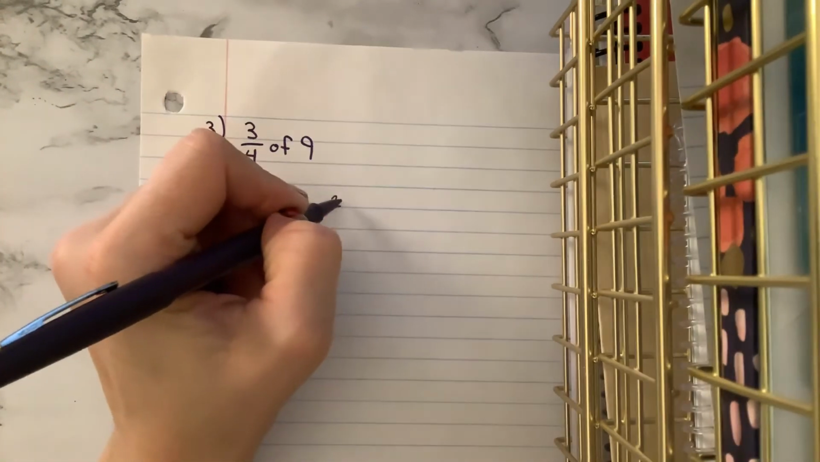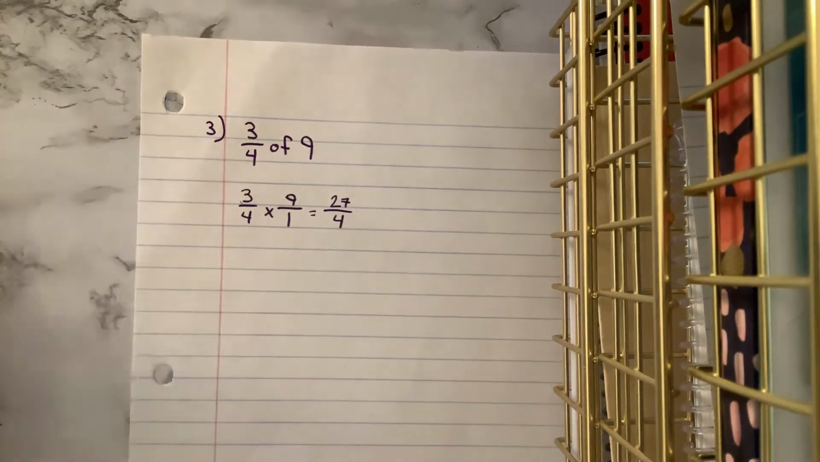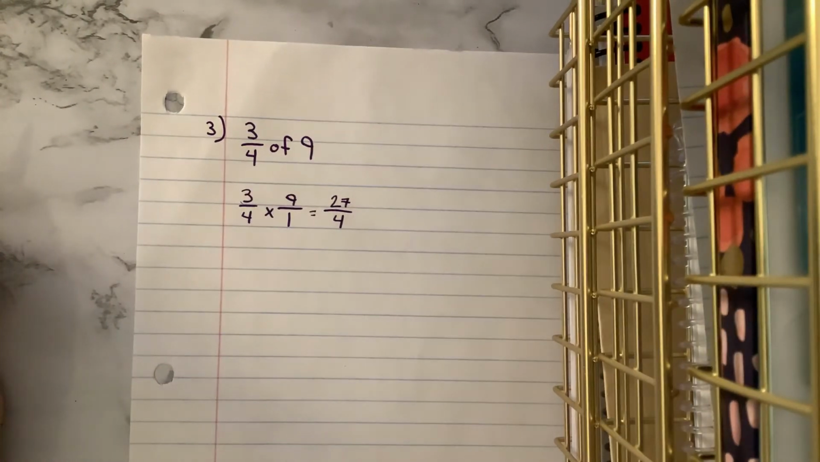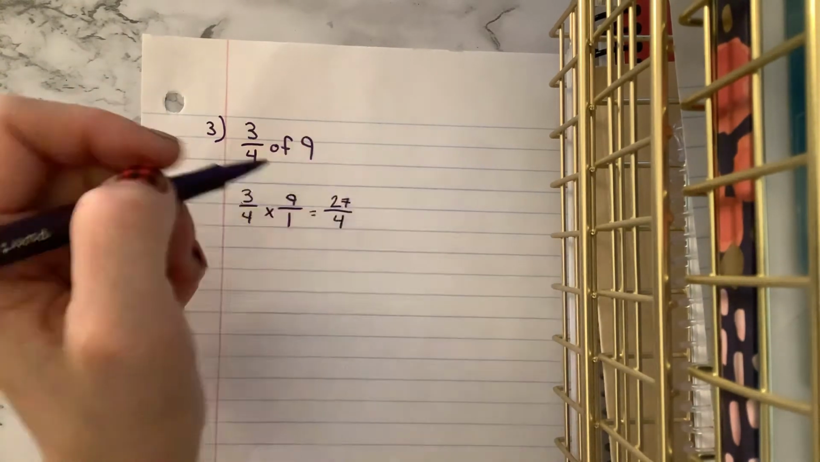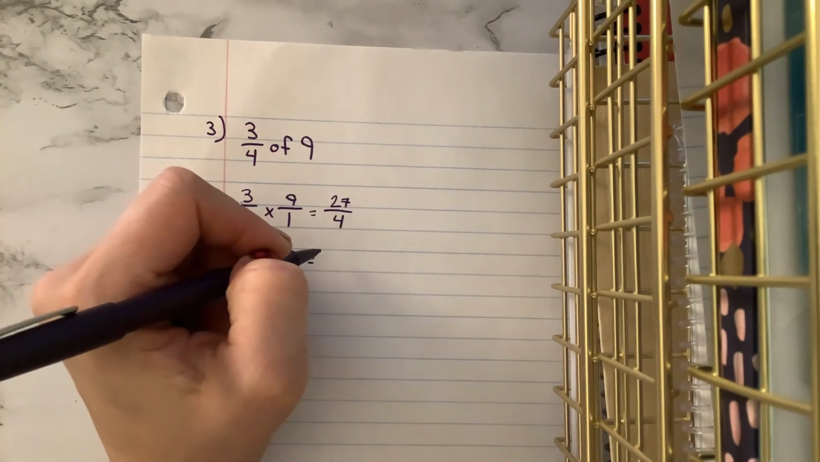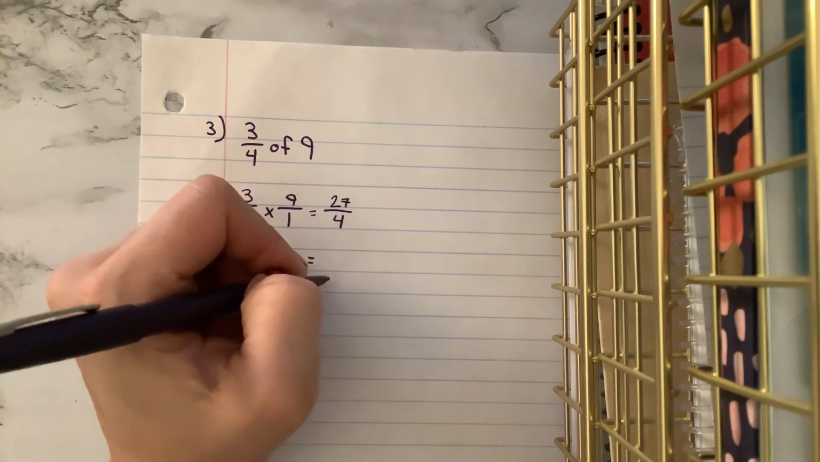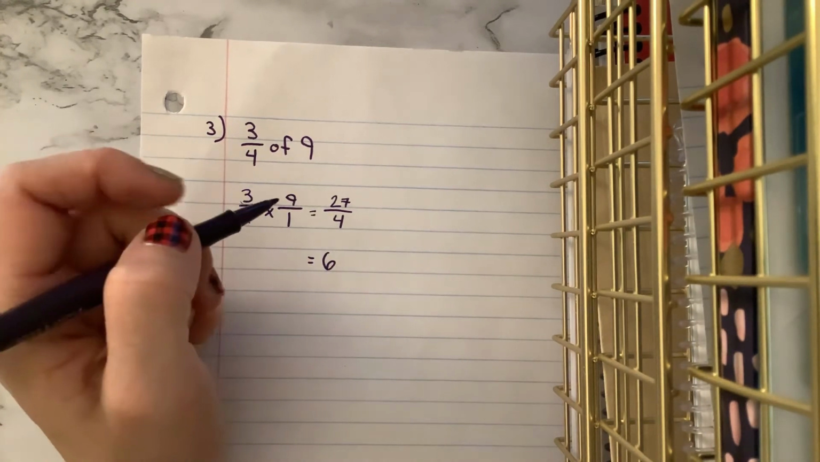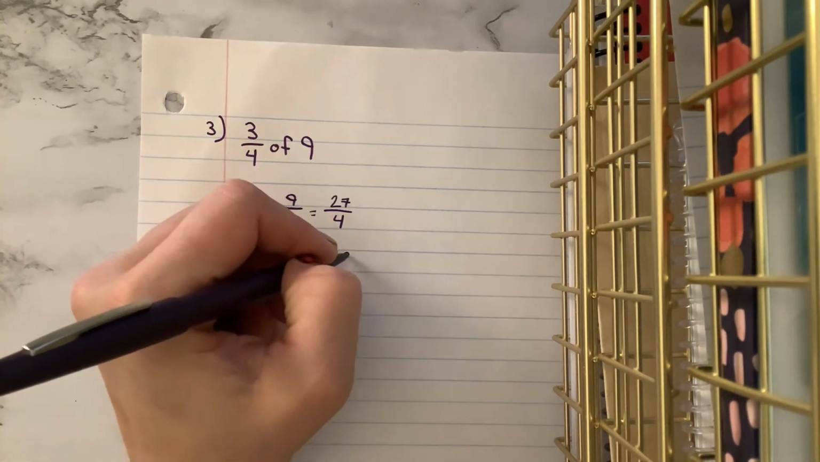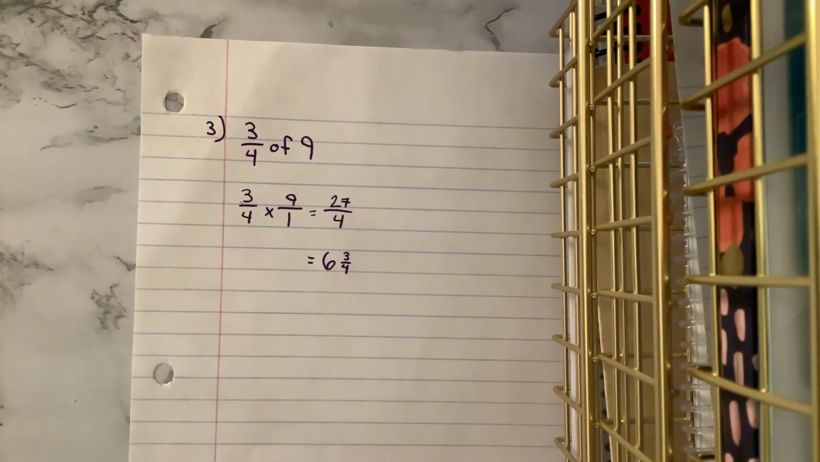3 times 9 is 27. 4 times 1 is 4. Now we always check. Can we make it proper? Yes, we can. Okay, we can get 4 out of 27 6 times with a remainder of 3. So our answer should have been 6 and 3/4. How'd we do?